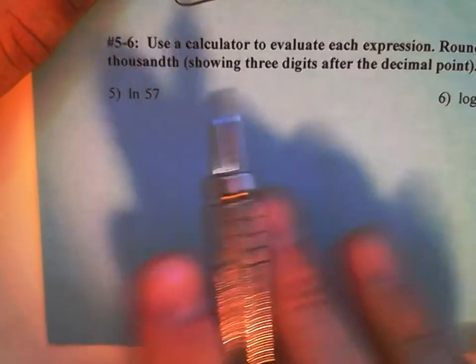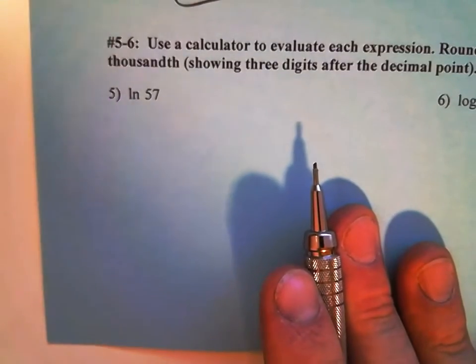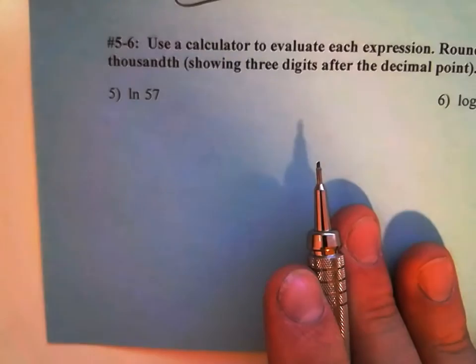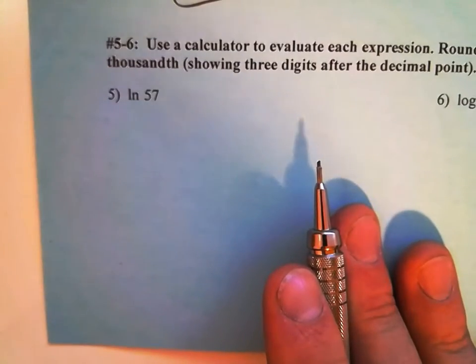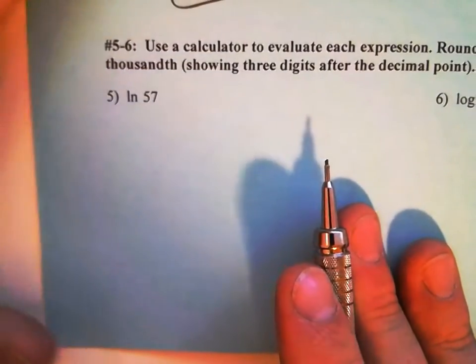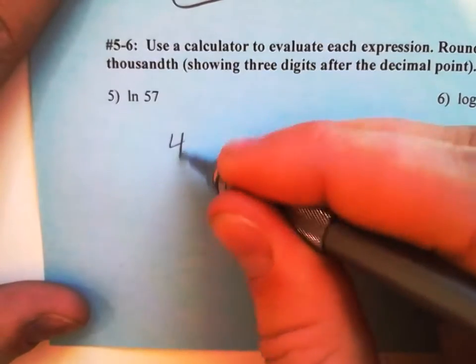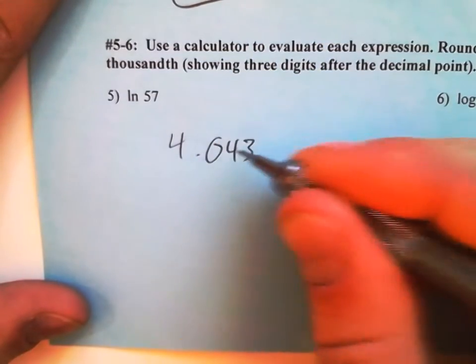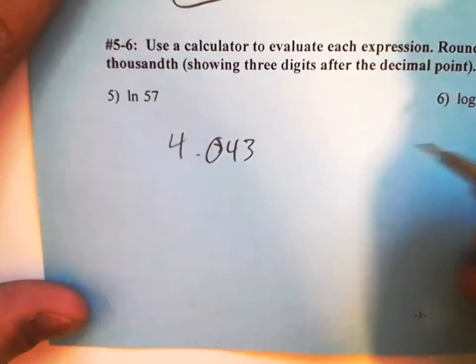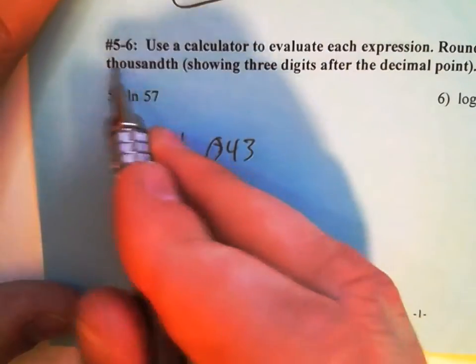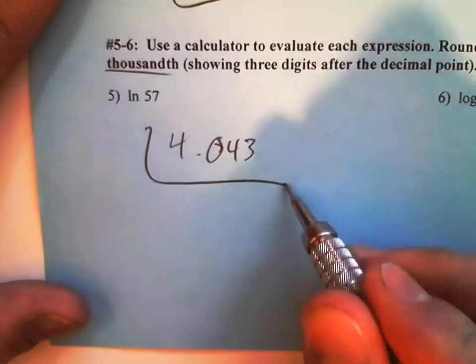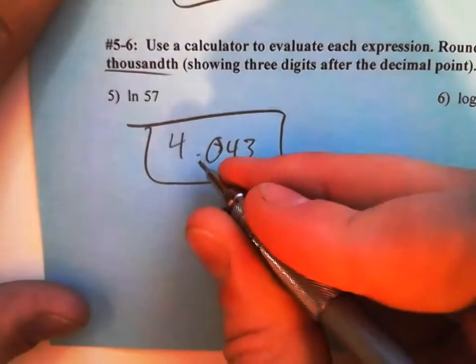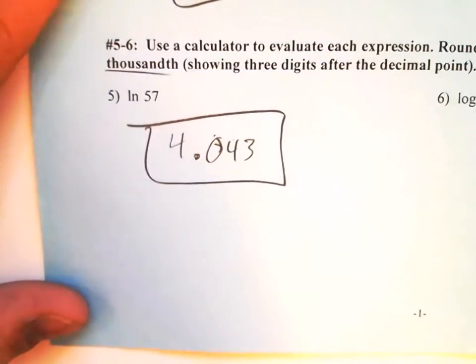Number 5, you just use the ln or natural log button and type in 57, press enter, and it's 4.04305 blah blah blah. It says round to the 1000th, so we're gonna leave it right there. 10th, 100th, 1000th place.